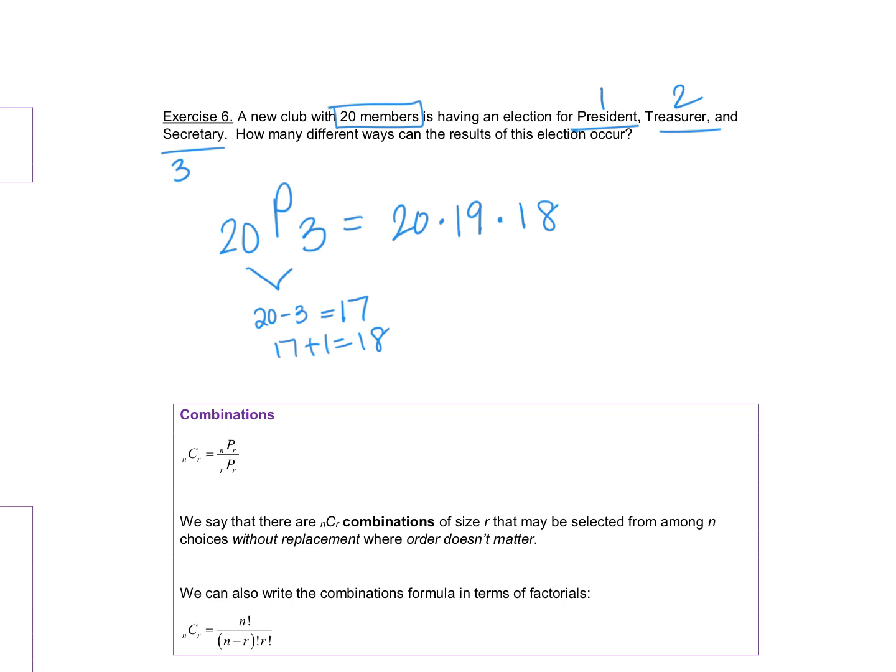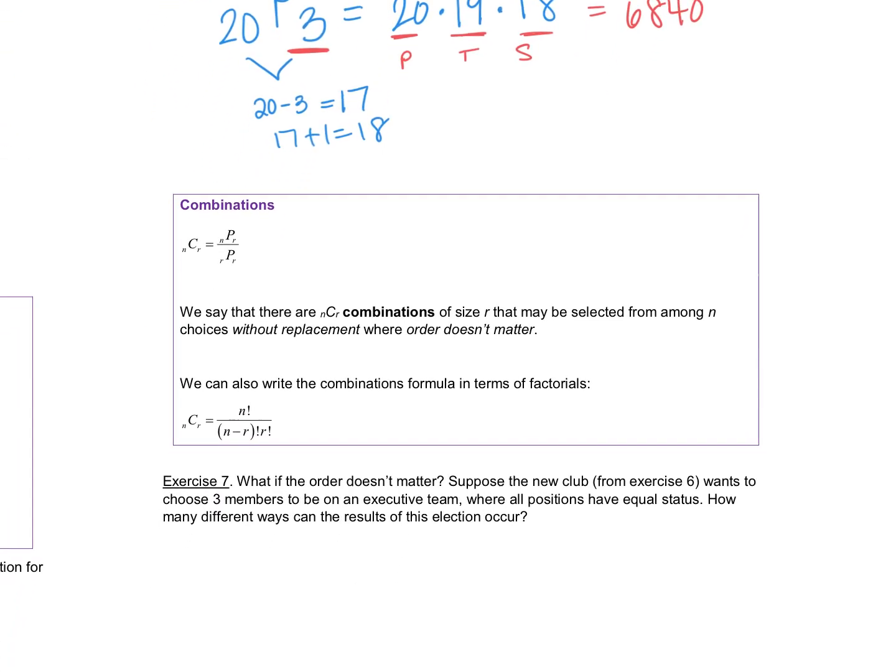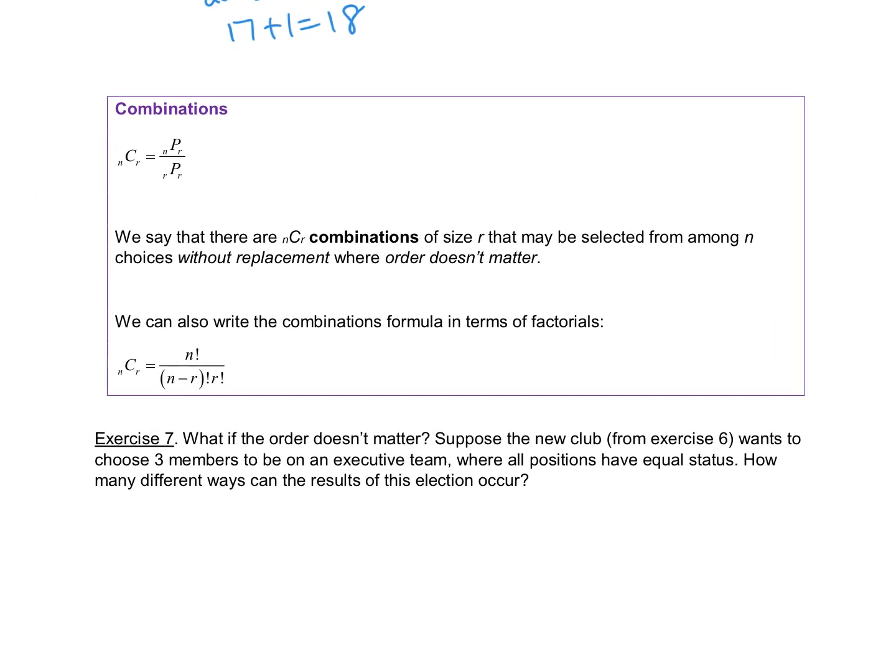But the other way to think about it, again, that I like, is you're choosing 3 spots. You could say, like, this is the president, treasurer, secretary. There's 20 ways to choose that first spot. Once it's chosen, then there's 19, then there's 18. And then that all together makes 6,840.